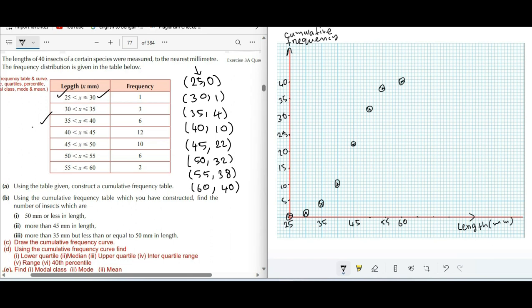So after plotting all the coordinates, you need to connect them to form a smooth curve. So this is your cumulative frequency curve.